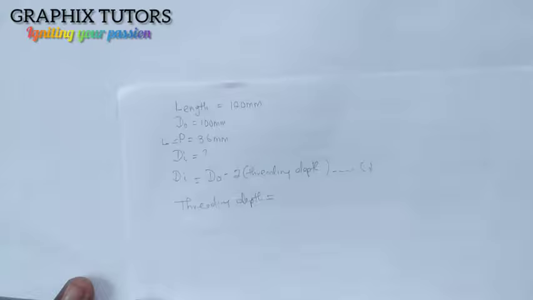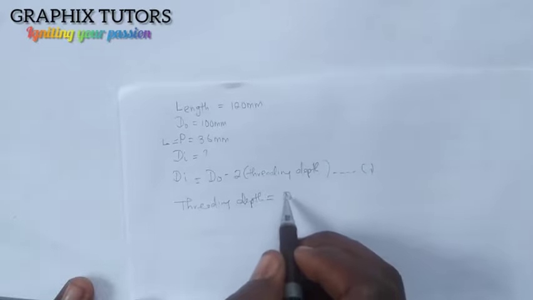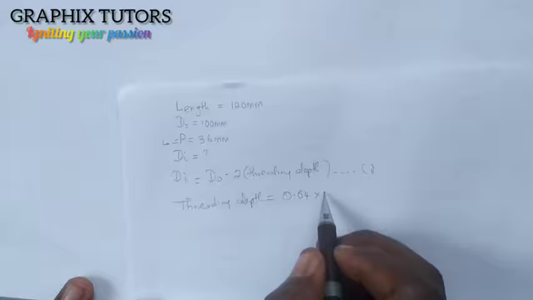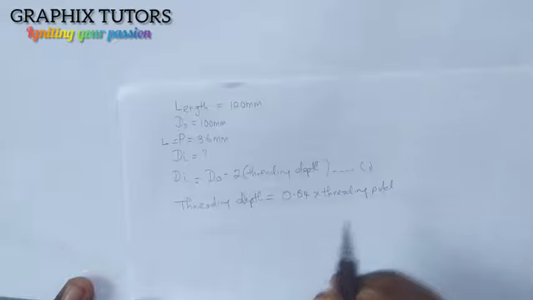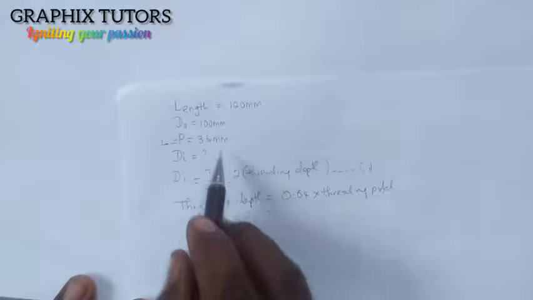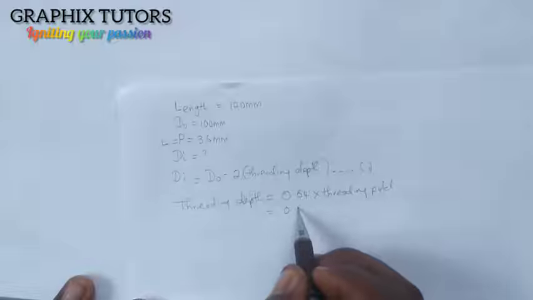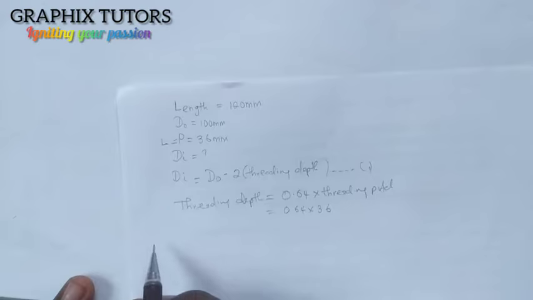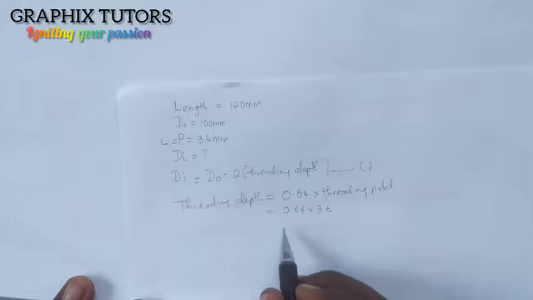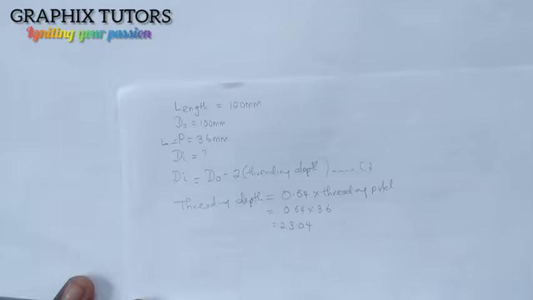That is 0.64 times the threading pitch. So 0.64 is the constant multiplied by the threading pitch. We know that the pitch is 36. So I'll say 0.64 multiplied by 36, and that will give us 23.04 millimeter.